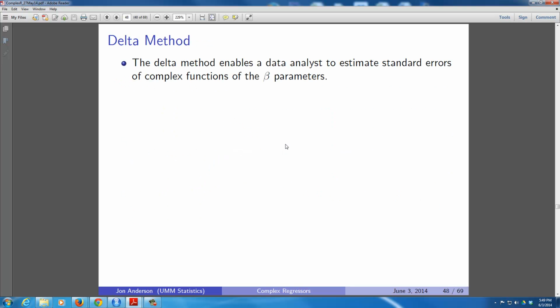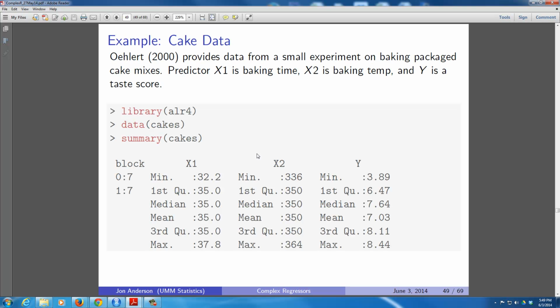I'm not going to talk too much about the delta method here on the video, but it's a way to estimate estimates and standard errors for estimates of complicated functions of these beta parameters. Here's an example of a polynomial mean function.